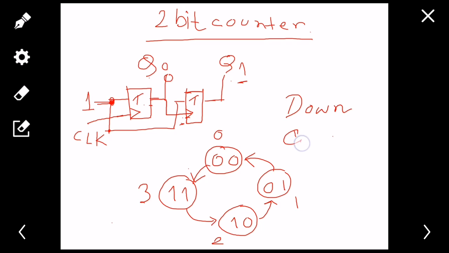So I request you to draw the waveforms for this 2-bit circuit. It is very simple, and try to figure out how it is actually counting in the downward direction that I have shown you right here.